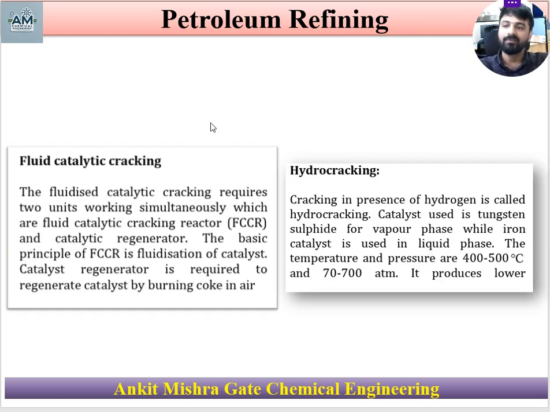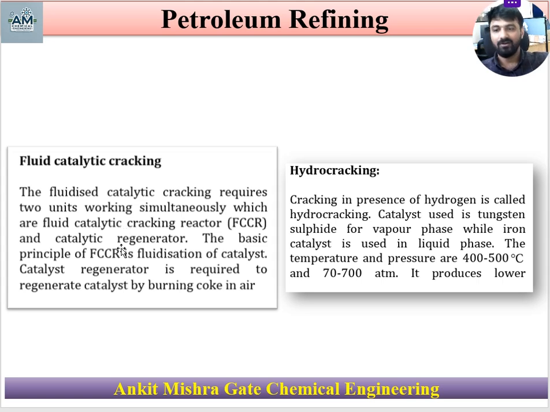Okay. Now coming to fluid catalytic cracking and hydrocracking. So this is also very important. Generally objectives get asked on this in MCQs. So a fluid catalytic cracking unit requires two units working simultaneously. There you will have a regenerator and a reactor. In the reactor an endothermic reaction is happening, and in the regenerator an exothermic reaction is happening. So the endothermic reaction that requires heat can be fulfilled by the heat released by the exothermic reaction that is happening in the regenerator, right?